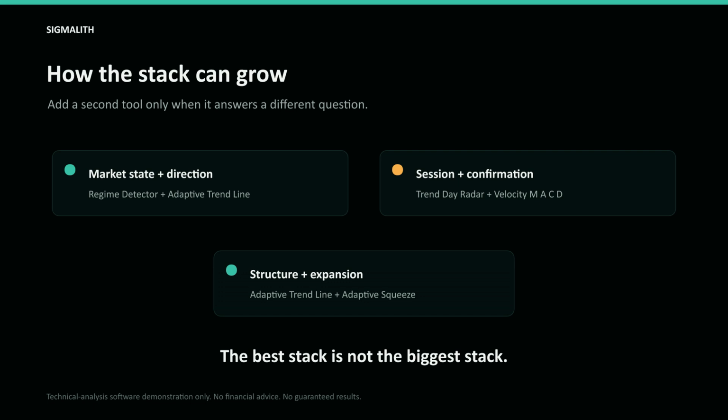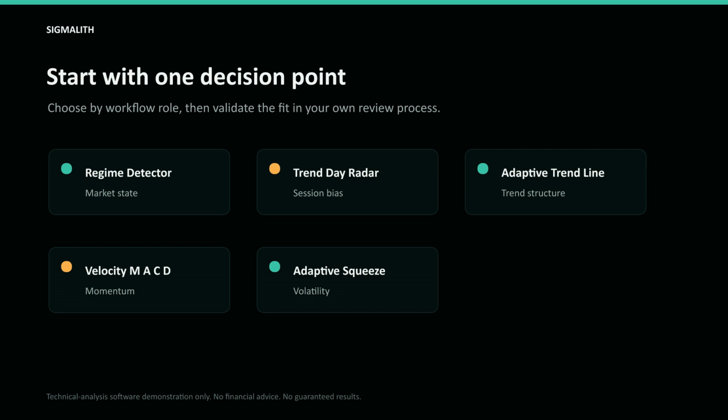If two indicators are telling you the same thing, the chart may look more sophisticated, but the decision may not be any clearer. The best stack is not the biggest stack. It is the one where every indicator has a reason to be there. So which Sigmalith indicator should you start with?